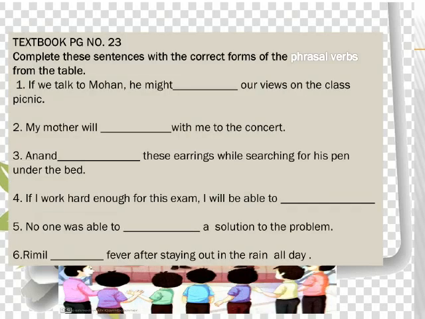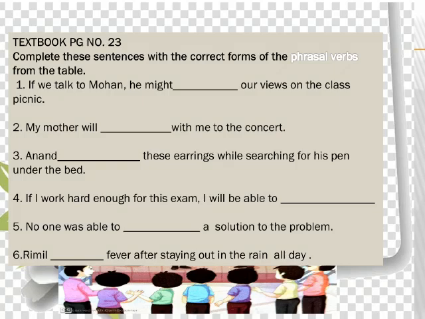Let us now apply what we have learned about phrasal verbs in this exercise on page number 23 of your textbook. Complete these sentences with the correct forms of the phrasal verbs from the table. First question is, if we talk to Mohan, he might dash our views on the class picnic. He might agree with our views. What is the correct phrasal verb used here? Come around to. Second question, my mother will dash with me to the concert. My mother will come along with me is the correct phrasal verb here.